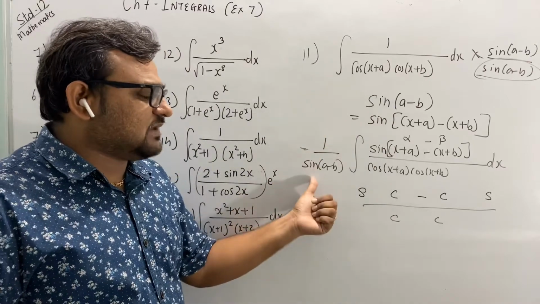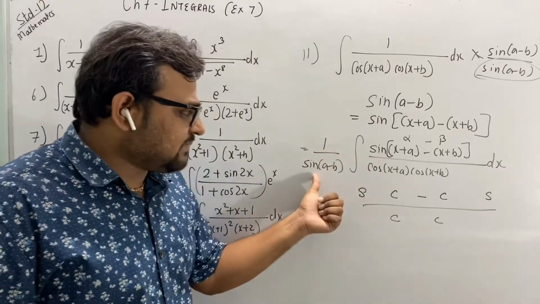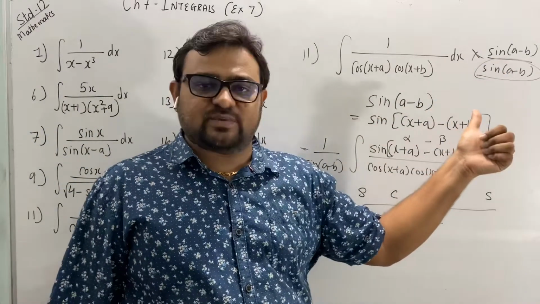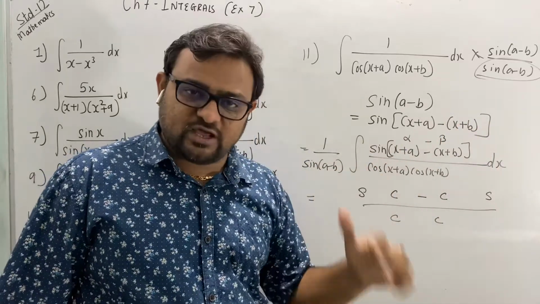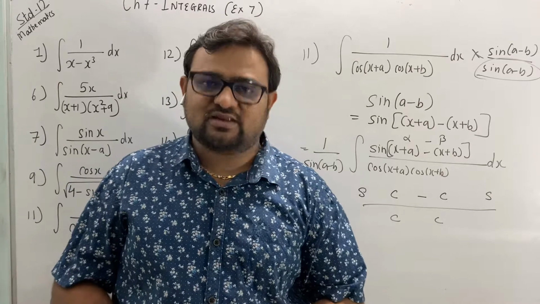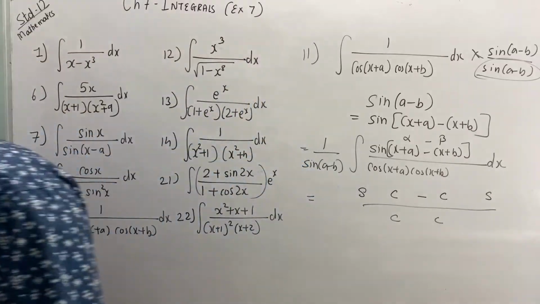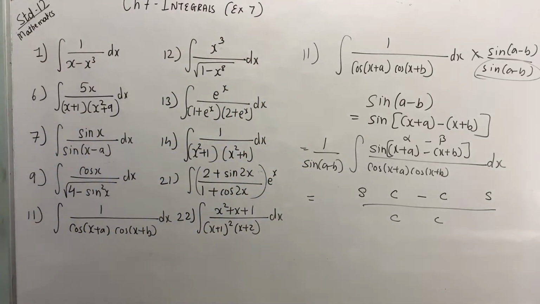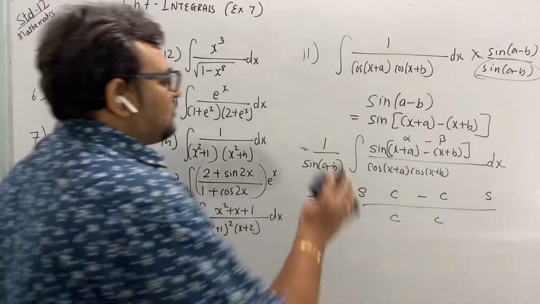Remember, 1 upon sine minus a. I have divided by sine minus a, multiplied by sine a minus b, and divided by sine a minus b. Okay, so this was the method for question number 11. Okay, now let's move to the next one. The next is question number 12.